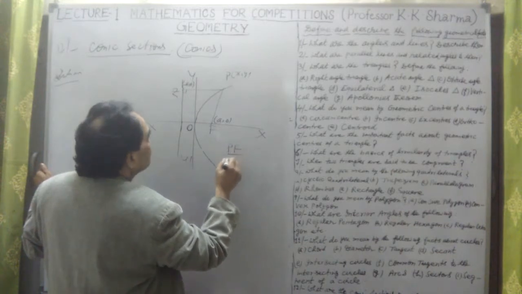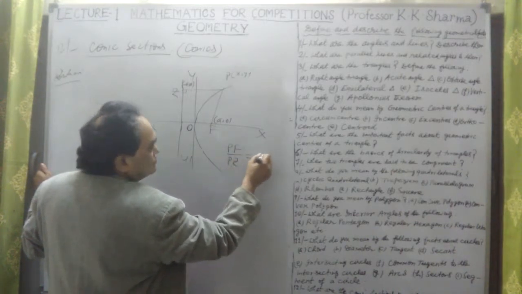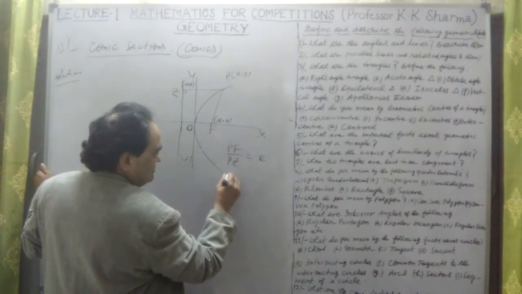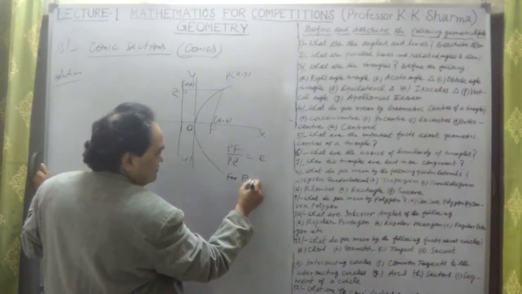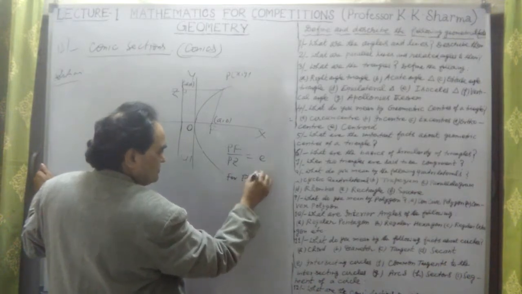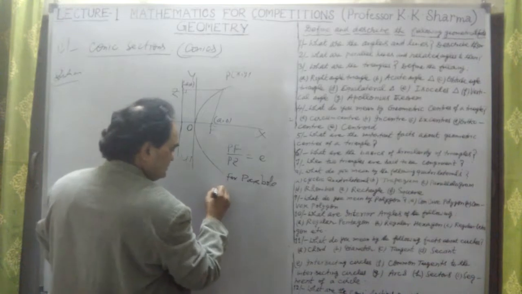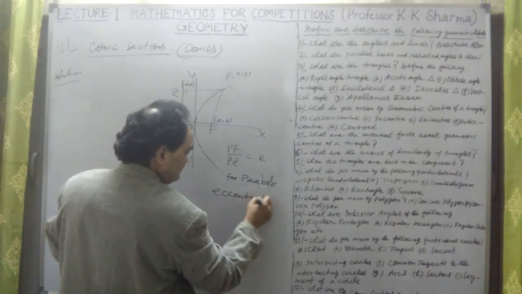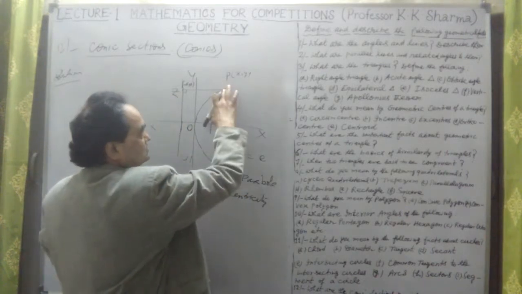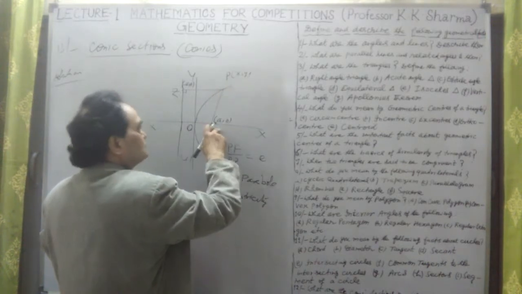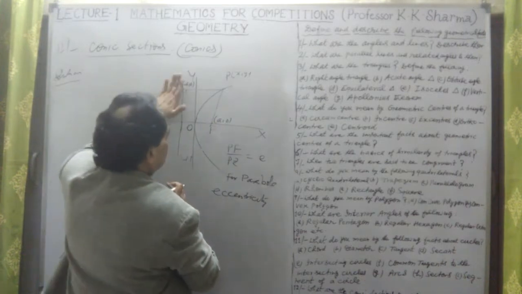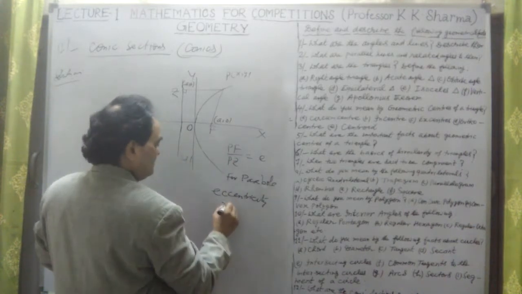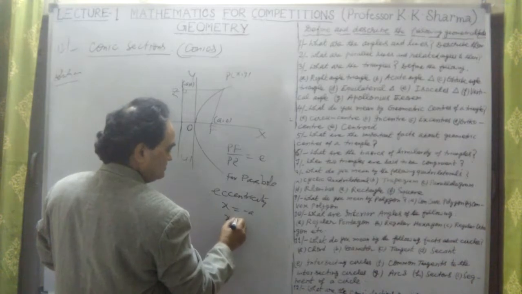We can say that PF upon PZ is equal to 1, because this is the eccentricity. For the parabola, the eccentricity, known as E, is the ratio relating the distance of the point P on the parabola from a fixed point and from a fixed line, the directrix. The equation of the directrix is x equal to minus a, or x plus a equal to 0.